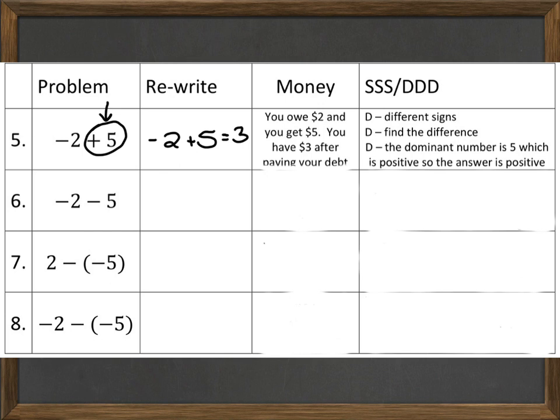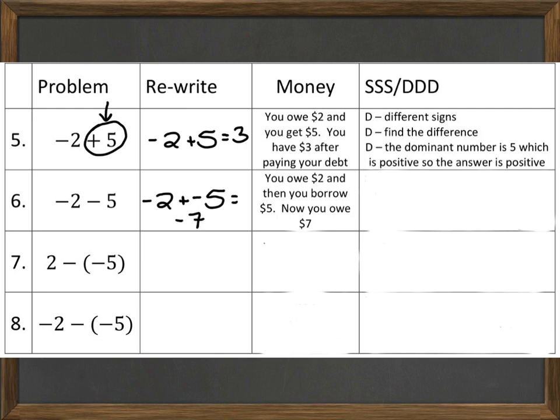Okay, negative 2 minus 5, we can rewrite this as negative 2 plus negative 5, if that helps you. Again, remembering that the negative sign in front of the 5 belongs to the 5, and of course the negative sign in front of the 2 belongs to the 2. In terms of money, this is basically saying that I owe $2 and then I borrow 5 more. I am now a whopping total of $7 in debt.